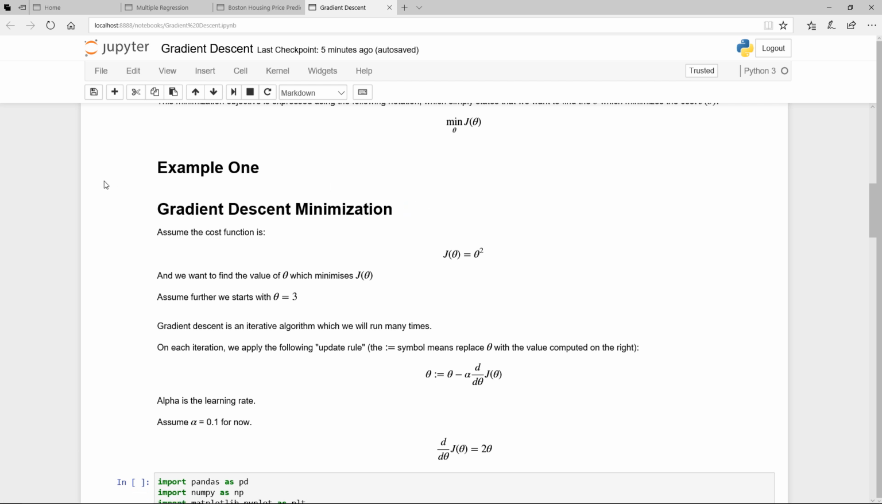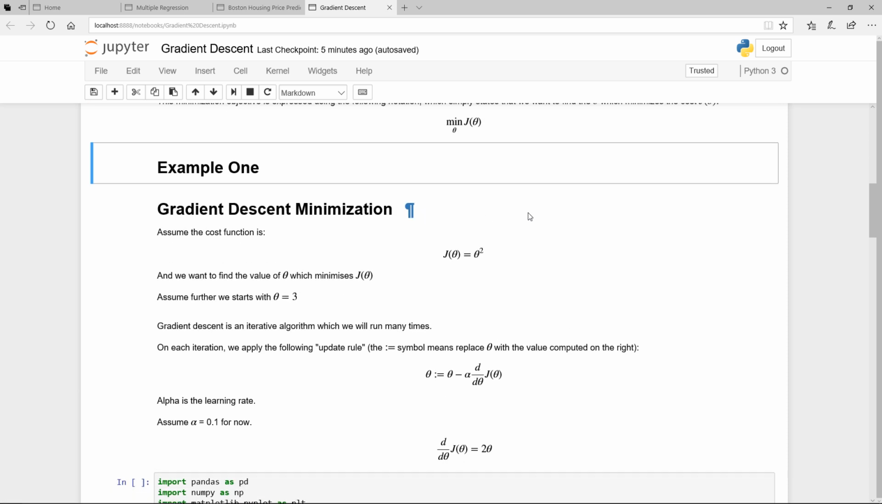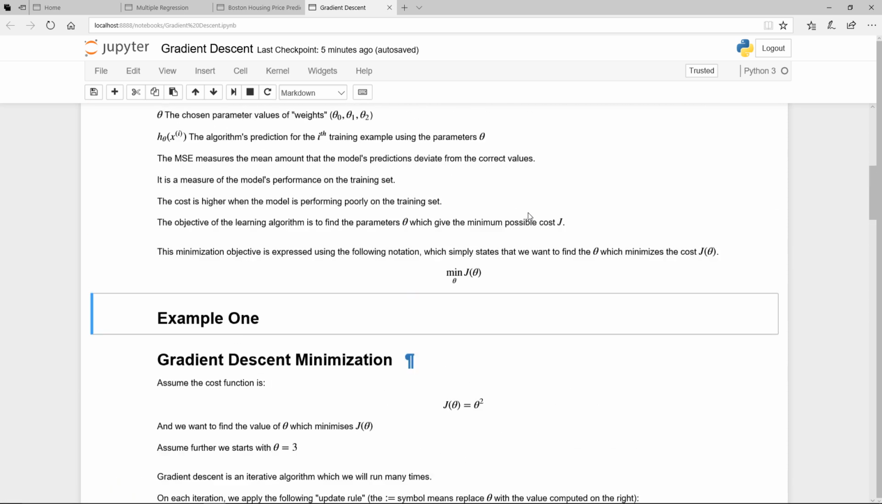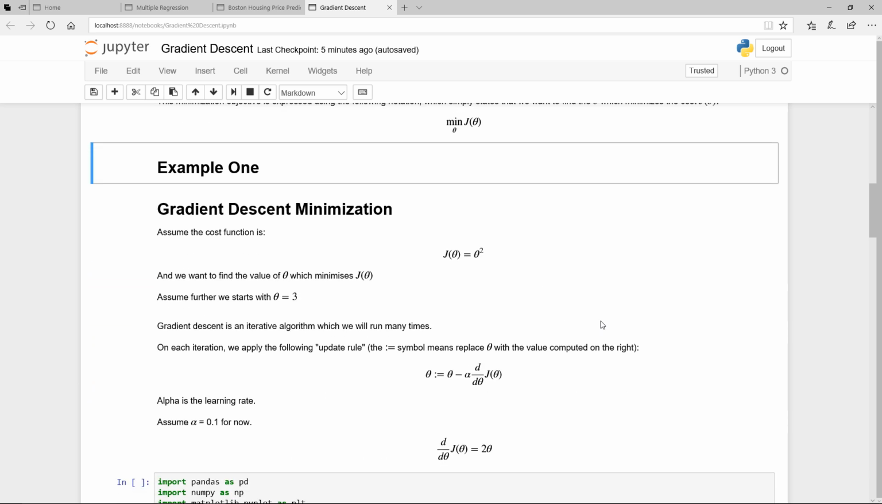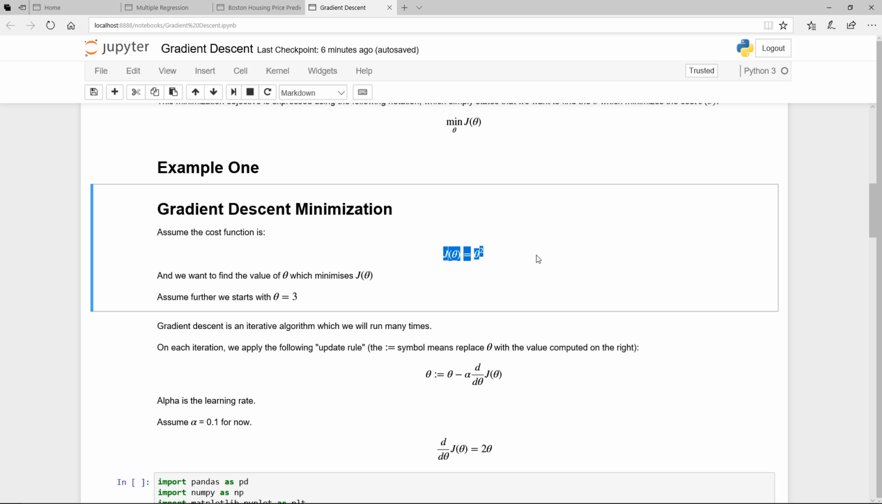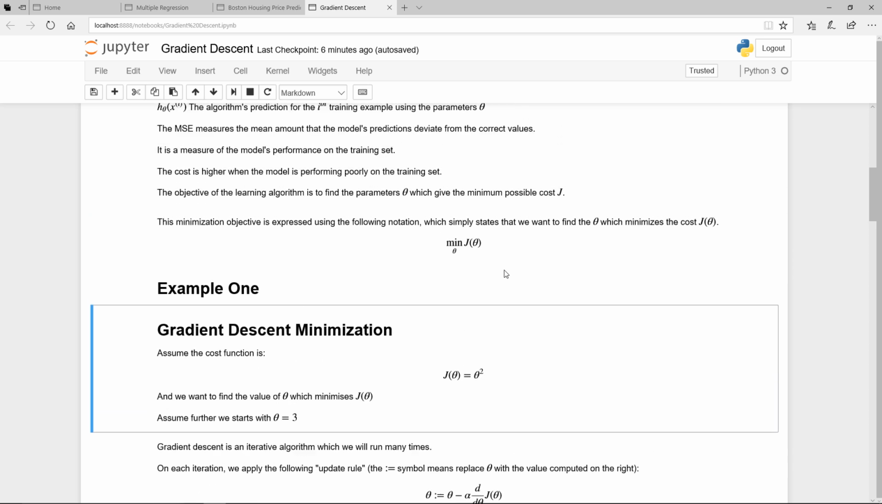I'm going to go through a couple of examples here. Example 1 is gradient descent minimization. It's a little bit difficult for most of us to understand these mathematical notations, so I'm going to use a simple example to help develop the intuition. Let's assume our cost function is theta squared, so this whole thing here is theta squared, and we want to find the value of theta which minimizes the cost function. So let's assume we start with theta equal to 3.